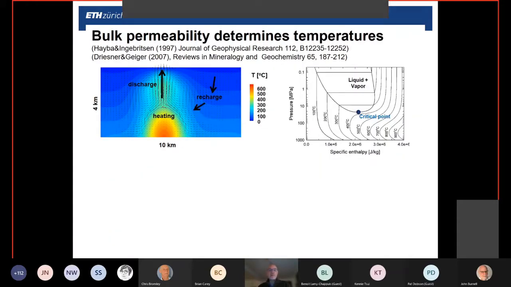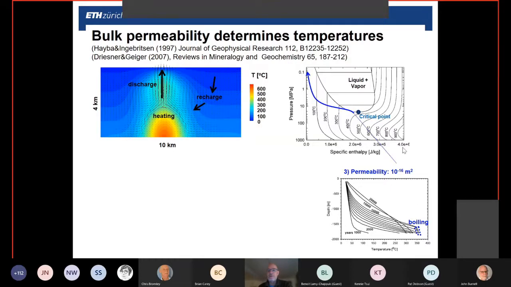So then another finding, if you do these simulations, again, we have the pressure enthalpy diagram, then you see the bulk permeability of your system determines what the temperature is that you get. If you have a pretty impermeable setting like 0.1 millidarcy, the different lines here are the thermal structures along the vertical profile above the heat source as a function of time. And what you see here is the evolution from early to late, and you see basically a conductive profile. So heat transfer by convection doesn't play a role at these permeabilities.